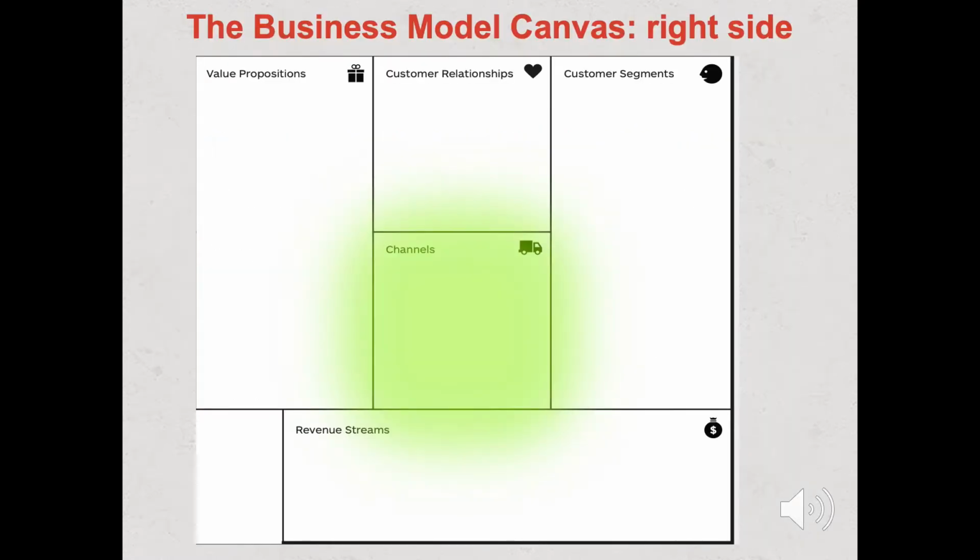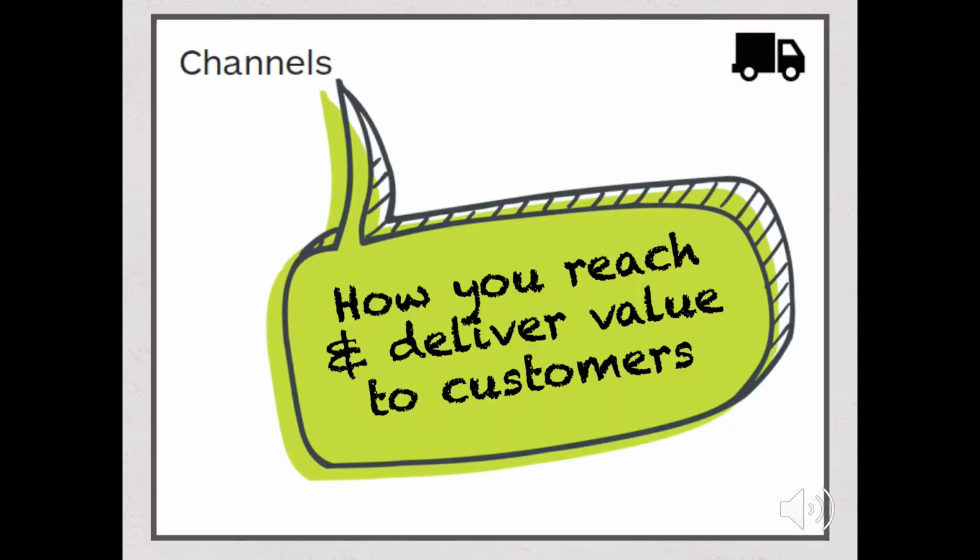Our next segment is the channel segment. Like the truck icon suggests, this section of the business model canvas is focused on how you deliver your value proposition to customers. You can think of channels as the vehicles that connect your products and services to customers.